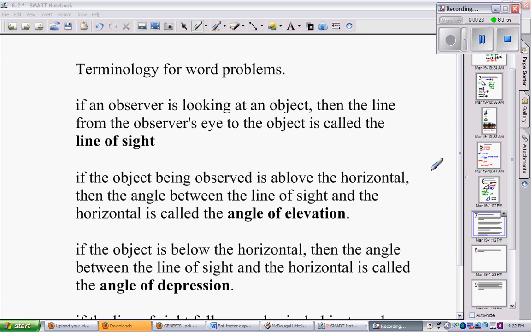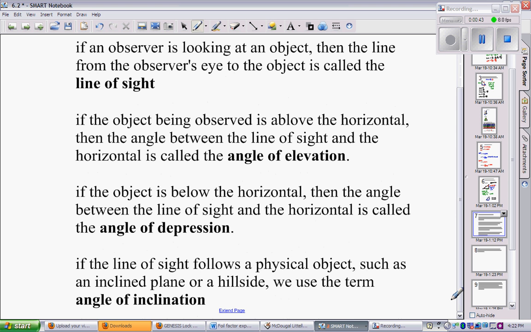If the object being observed is above the horizontal, then the angle between the line of sight and the horizontal is called the angle of elevation. If the object is below the horizontal, then the angle between the line of sight and the horizontal is called the angle of depression.